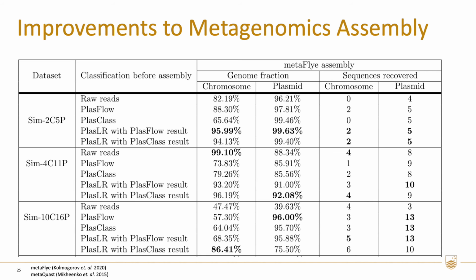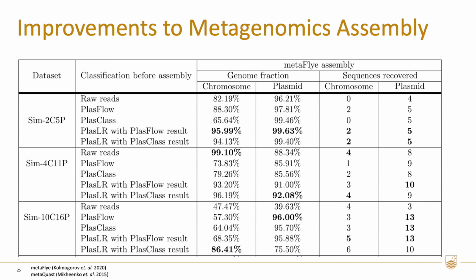Classification of reads before assembly allows us to evaluate the potential impact on final complete assemblies. First, we separated reads based on the class predicted by our tool. We assembled these reads separately using metaFlye. We used MetaQUAST to compute the genome fraction and the number of reference sequences recovered in assembled contigs.